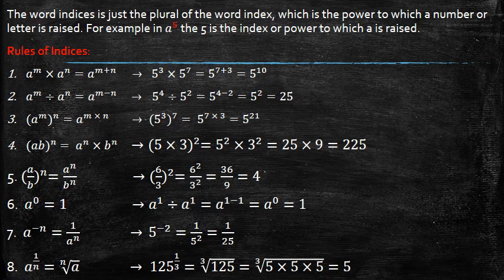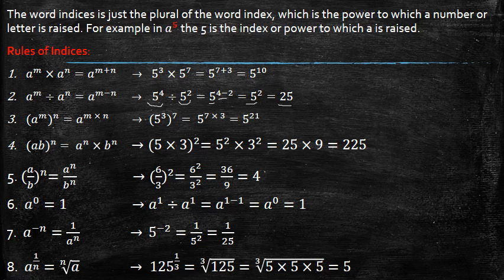So for example, if we have numbers, here we have 5^4 divided by 5^2. They have the same base 5, so what we do is write the 5 again, and then we have 4 minus 2, and that's 5^2, and that's going to be 25.